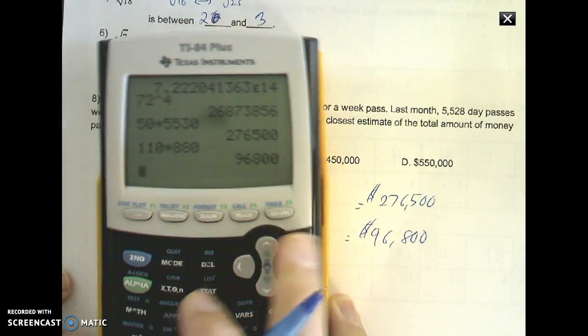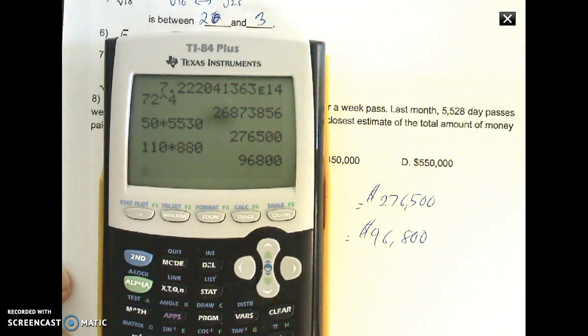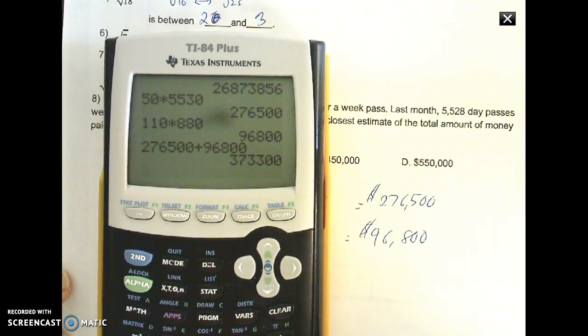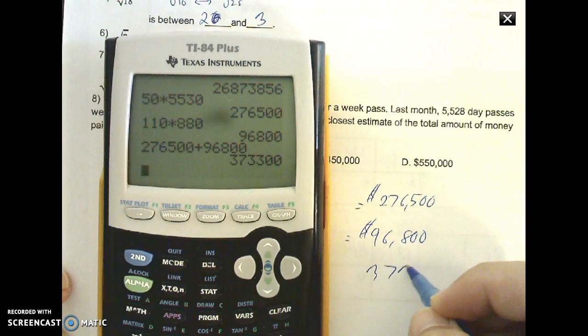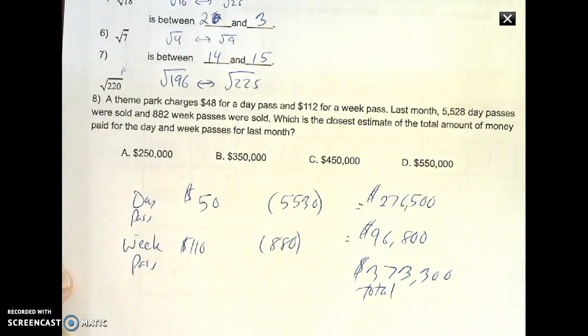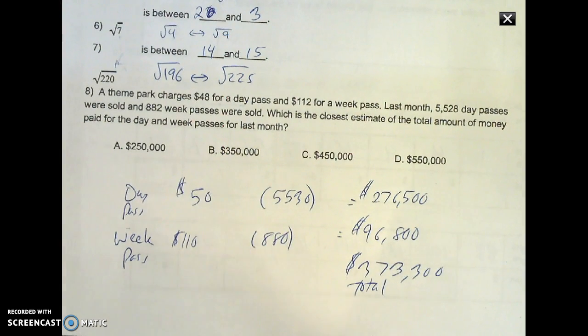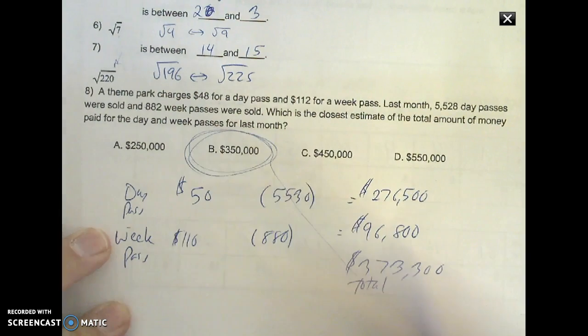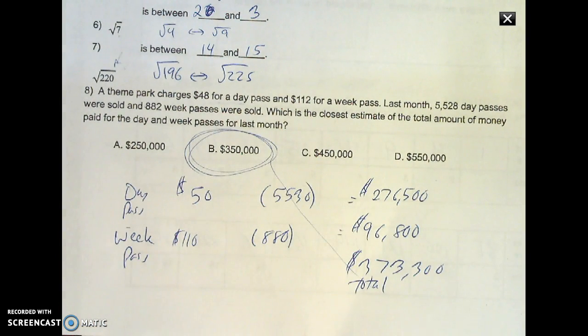All right. So I can take those two things together if I want to know how much total money was made. $373,300 total. So let's take a look. Here are my options: 250, 350, 450, 550,000. All right. So the closest one to it, obviously. Boom. Alrighty. So good stuff.